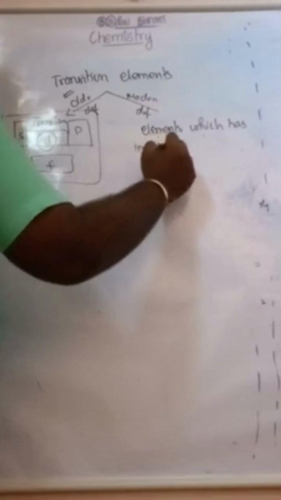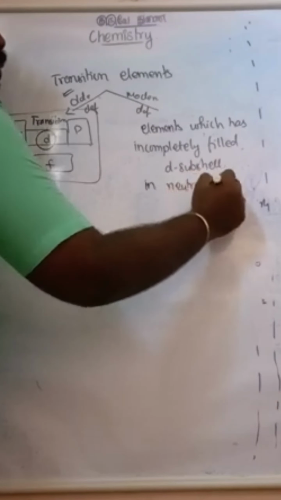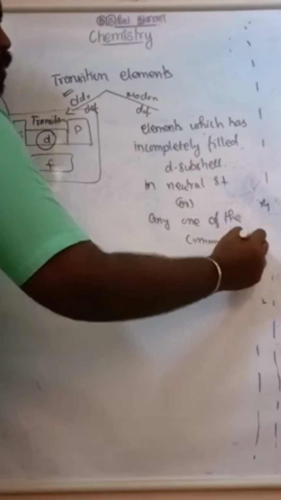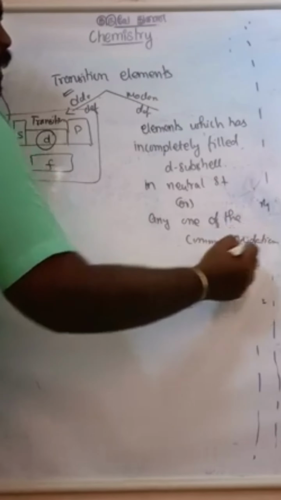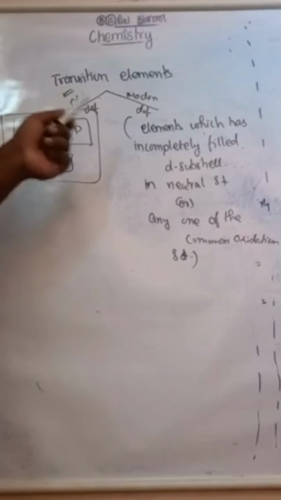What is the modern definition? Elements which have an incompletely filled d subshell in the neutral state or in any one of the common oxidation states are classified as transition elements. This is the modern way of defining transition elements, and it is the more correct way. The older one is this, the modern one is this.